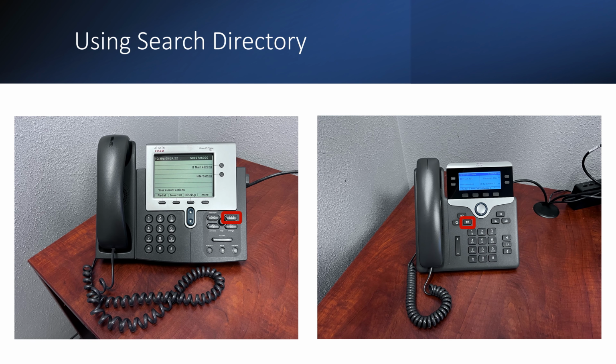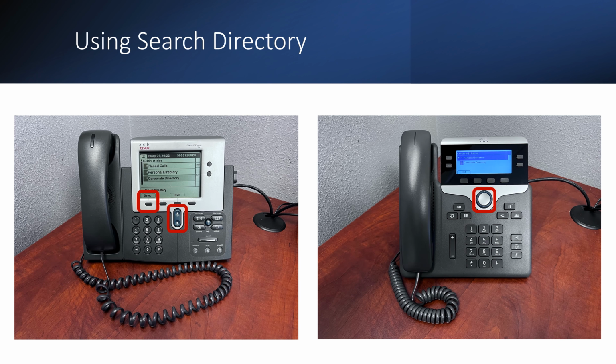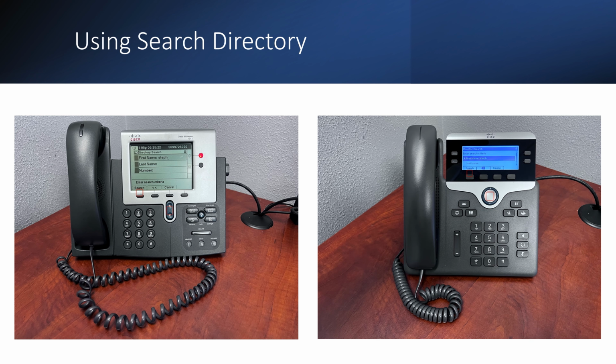And use the navigation keys to navigate either up or down until you get to the corporate directory option. Then, use the soft key on our older model, or the button located in the center of the navigation keys, to select the corporate directory. Now, use the navigation keys as well as the keypad to punch in the party's first or last name, or if you don't know either one of those, you can also search by the directory number.